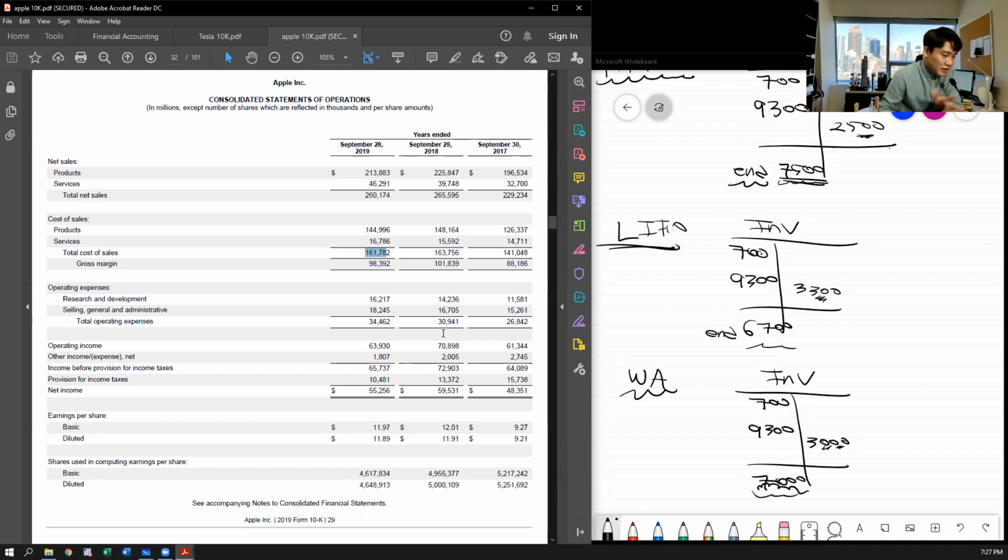Can companies change? Okay, another question. Can companies change their method year by year? No. Once you adopt one method, you have to stick to the method unless there are significant reasons as to why the company has to change the method. But if the company decides to change the method, the auditor must agree with the change, and the SEC, who's overseeing this financial statement, will also have to agree. Okay. Any other questions?